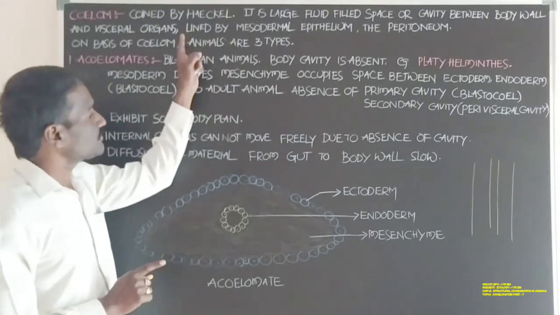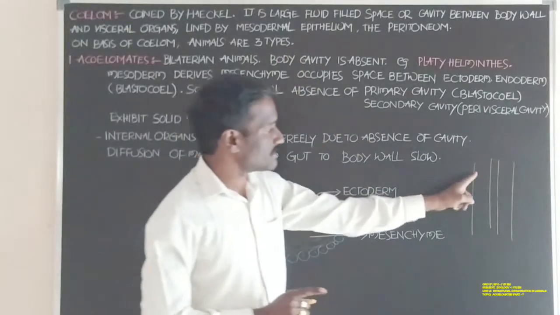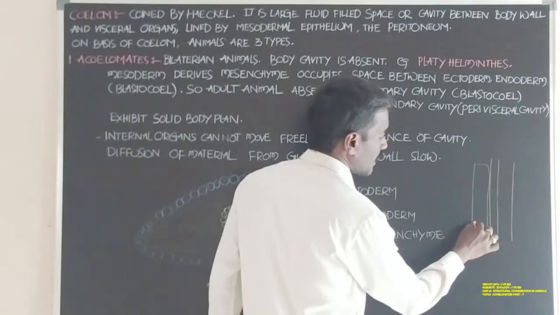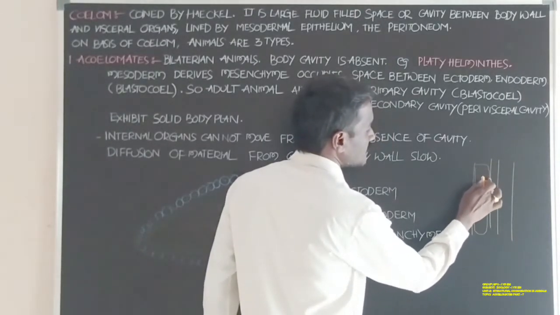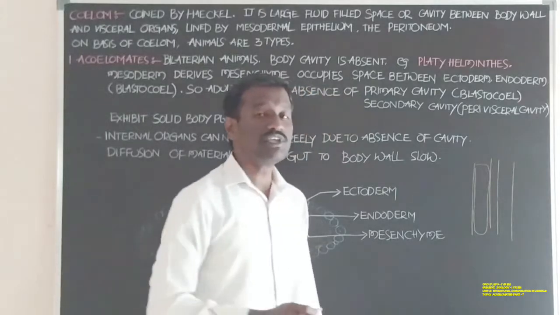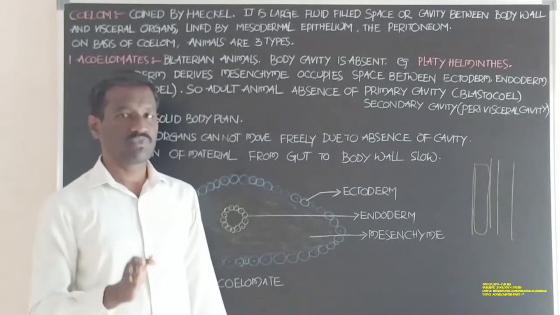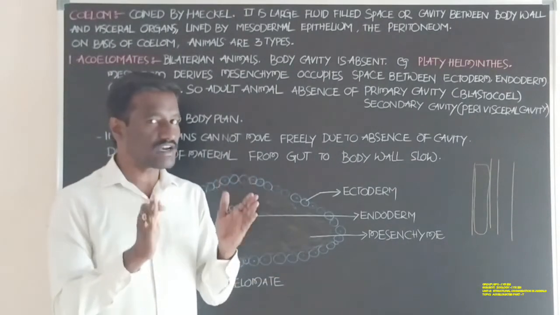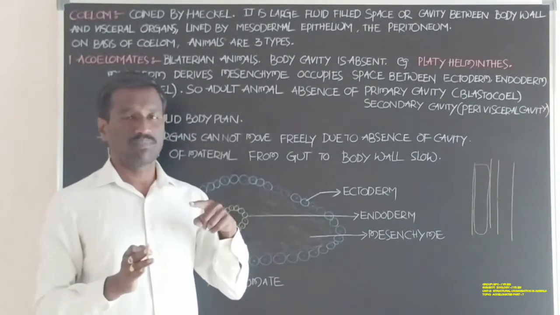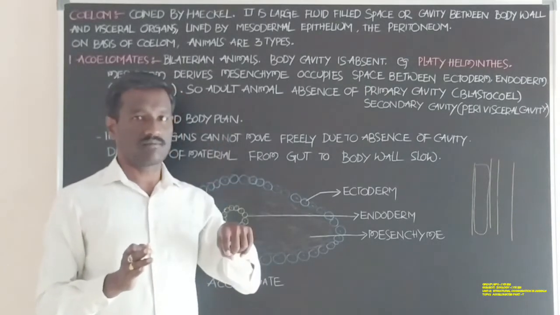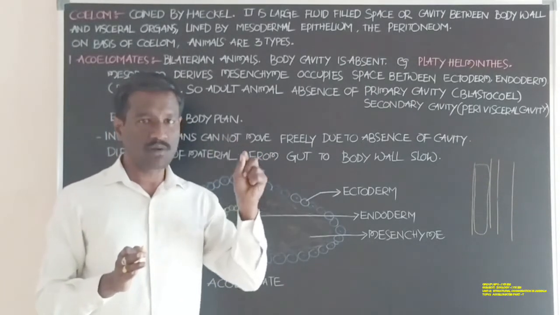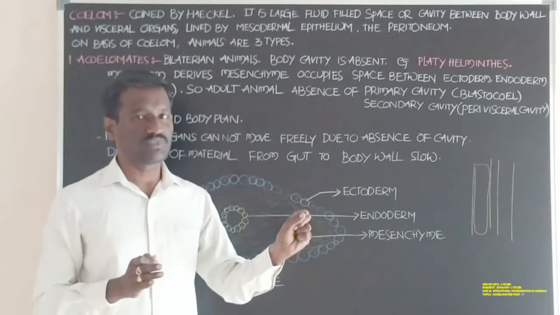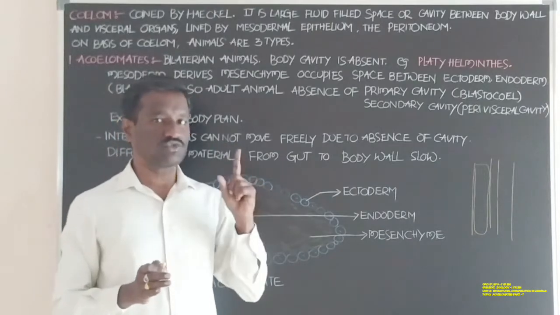This is the body cavity, and the entire body cavity is lined with the mesodermal epithelium, that is the peritoneum. The entire body cavity is surrounded by the mesoderm layer, the layer derived from the mesodermal epithelium, that is called the peritoneum.